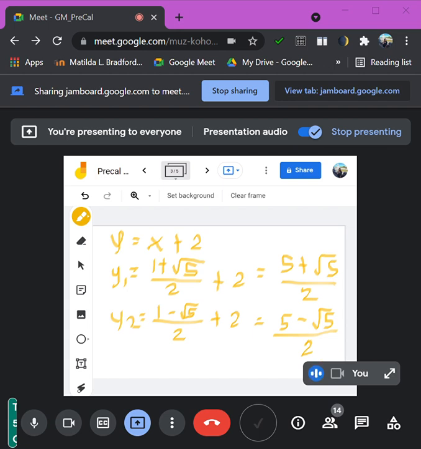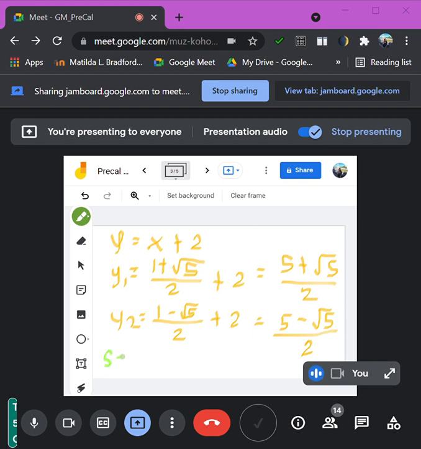Okay, so that would be your answer for x and y. For your x sub 1, it is 1 plus square root of 5 over 2, and your y sub 1 is 5 plus square root of 5 over 2. For your x sub 2, it is 1 minus square root of 5 over 2, and your y sub 2 is 5 minus square root of 5 over 2. Okay, so if we write it, this is your solutions.